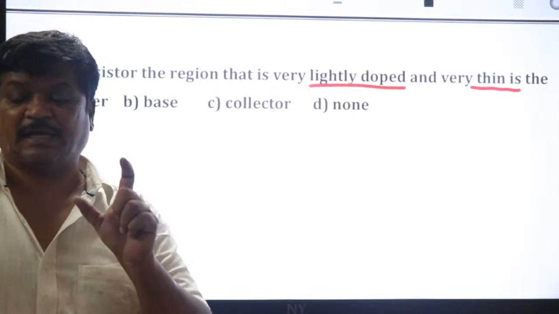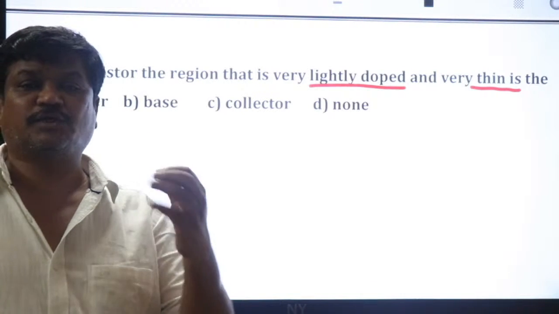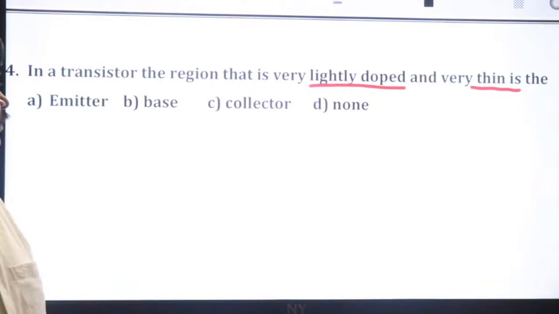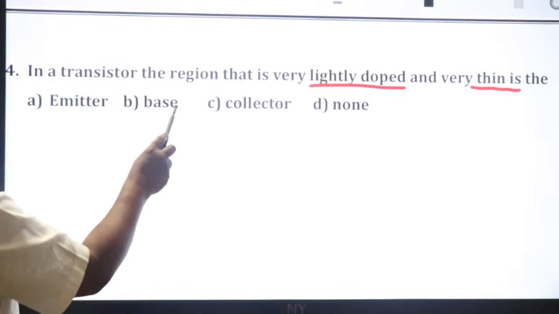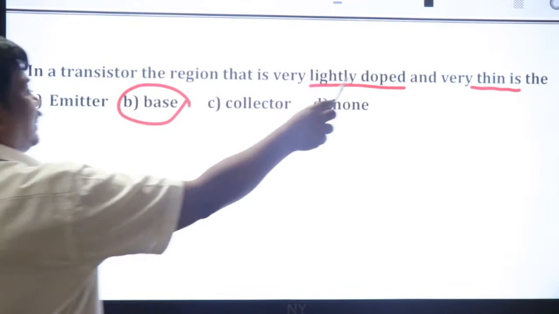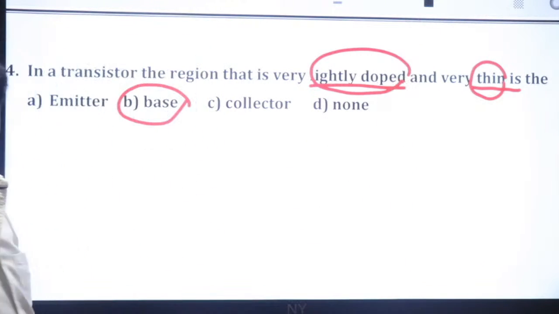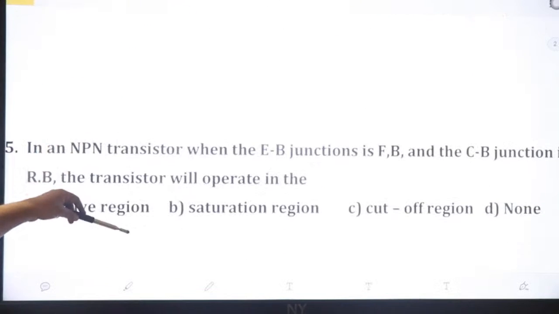Because the collector must have a large power dissipation, to handle such a high power dissipation it should be made large. The base is lightly doped as well as very thin among all. The collector has large resistance, because we are making the reverse bias, the collector has a large cross-section and large resistance. That's why power dissipation is more.